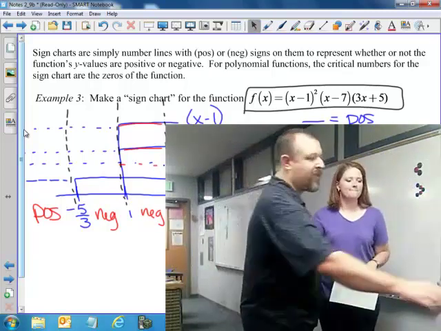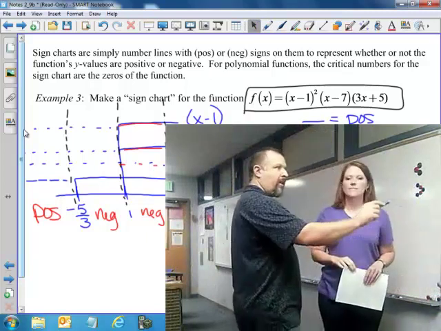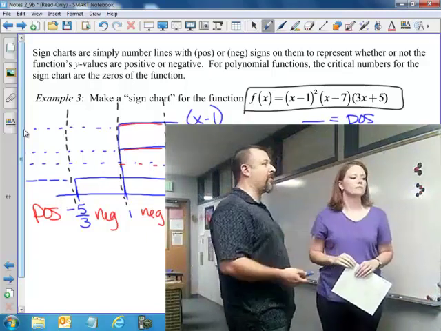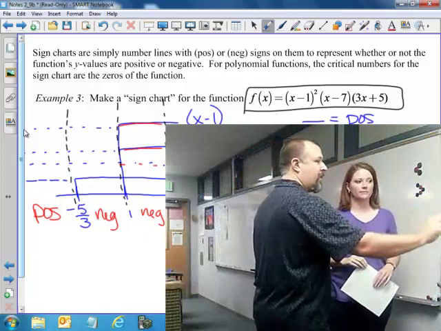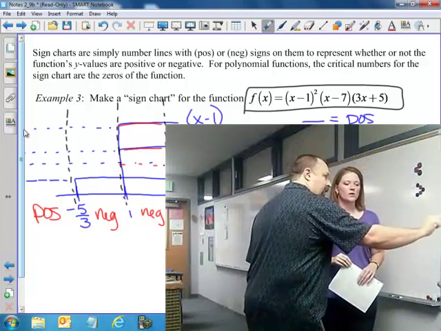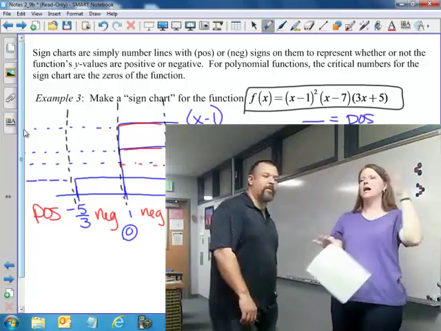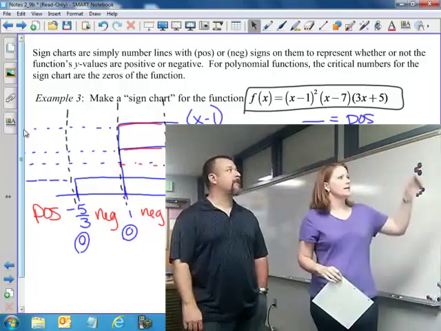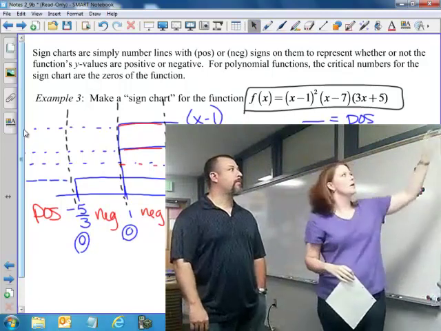Great. And going one more step here just for fun, these numbers here on the x-axis are actually making the entire function 0. So these things are actually going to be 0 here, here, and here. Those are your x-intercepts, which we've been spending a ton of time on.